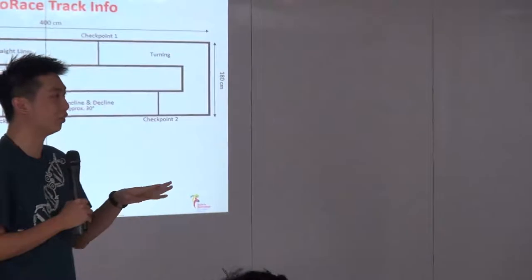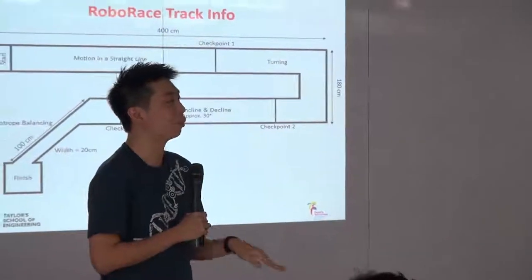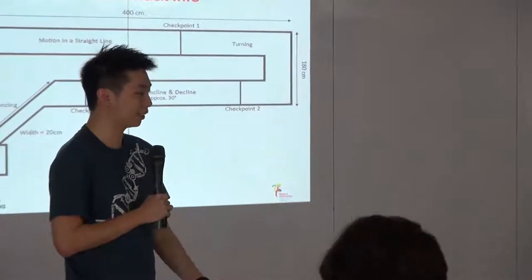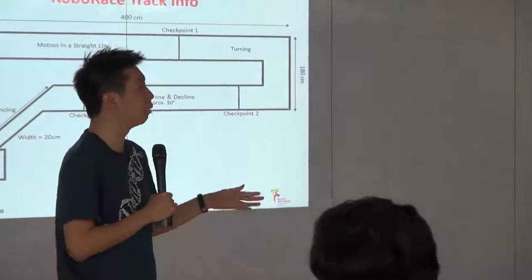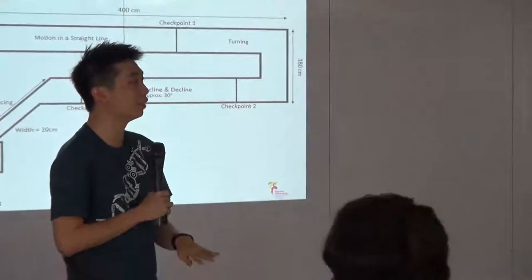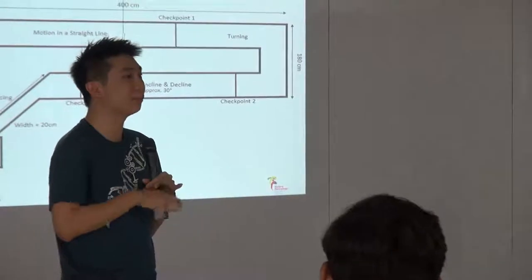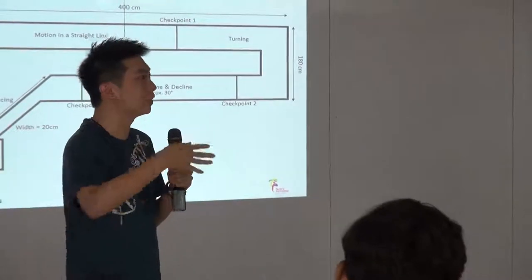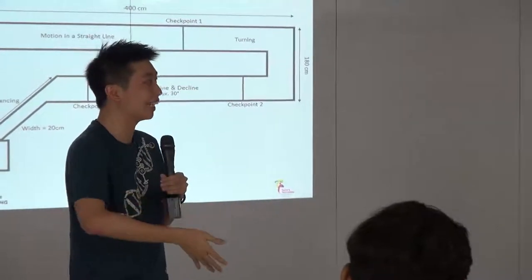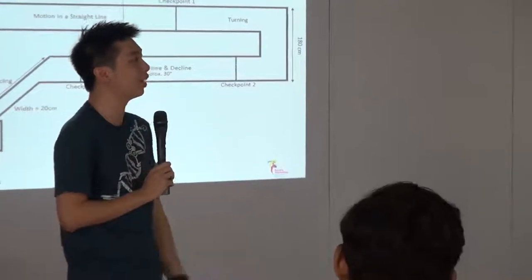There's no slope, there's no obstacles on it, but it will be elevated. That means it's a distance from the ground. So if your robot does not balance on that 20 cm, it will fall off. So that's how we see your balancing. Because some people might want to make a larger robot than the 20 cm, but as long as the wheels or the legs actually balance within the 20 cm, it's fine.